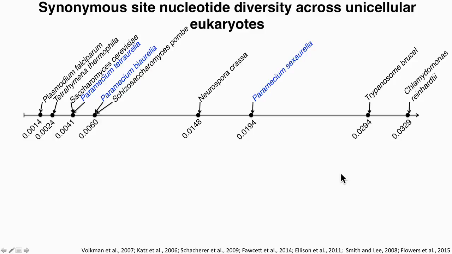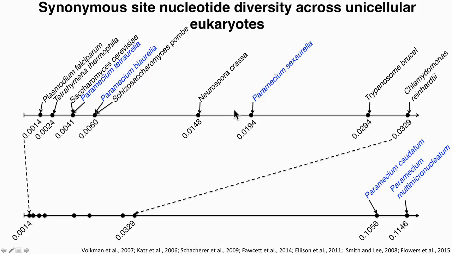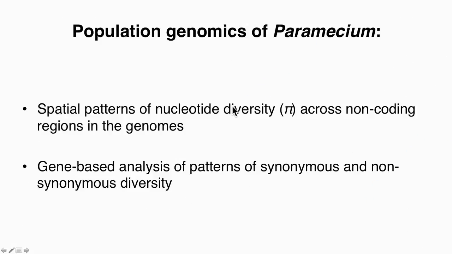The synonymous site nucleotide diversity, which is a measurement of genetic variation, among the aurelias seemed very similar to the other known unicellular eukaryotes. But in the outgroup species, P. caudatum and P. multimicronucleatum, the synonymous site nucleotide diversity is among the highest reported. So for this talk, I'm going to talk about spatial patterns of nucleotide diversity that we evaluated across non-coding regions in the genome. And we also performed gene-based analysis of patterns of synonymous and non-synonymous diversity.